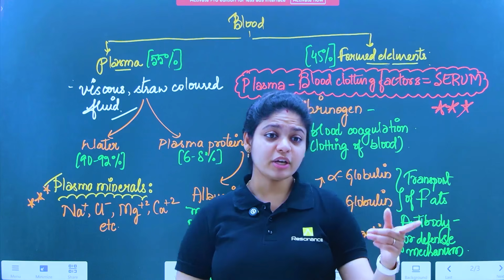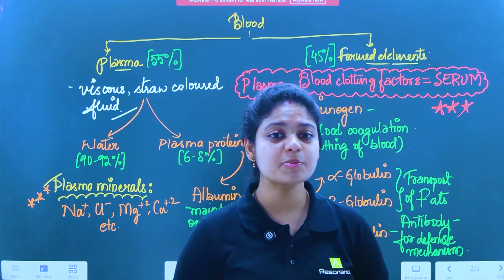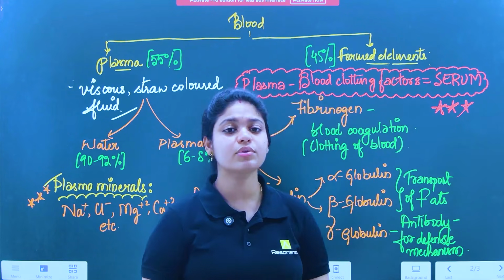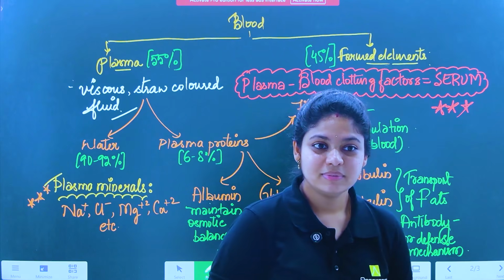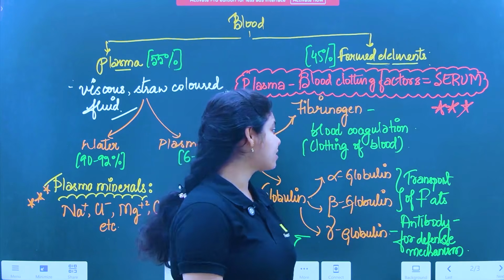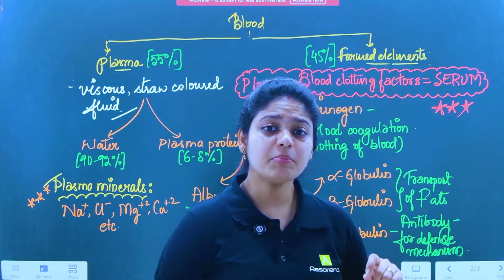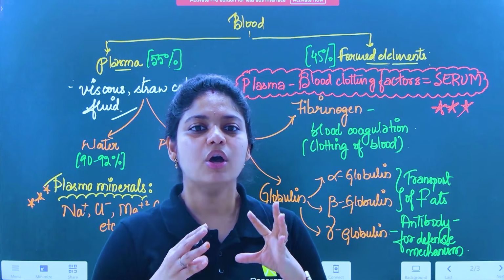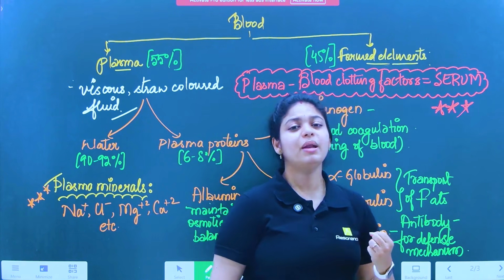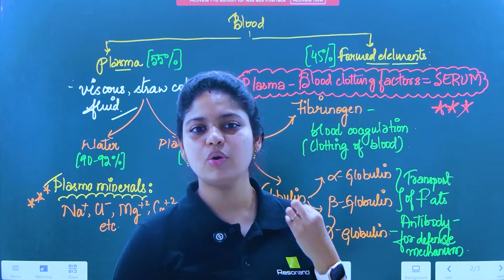Next, globulin is of three types: alpha, beta and gamma. Alpha and beta globulin are responsible for the transportation of fats, whereas gamma globulin is responsible for the defense mechanism. Moving on to the last plasma protein, fibrinogen. Fibrinogen is responsible for the clotting of blood, or the medical term, coagulation of blood.